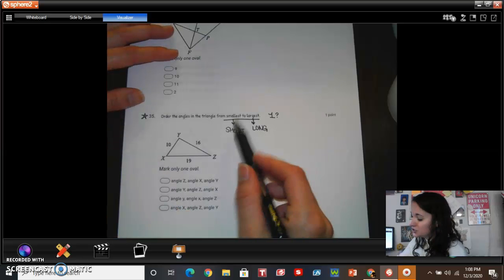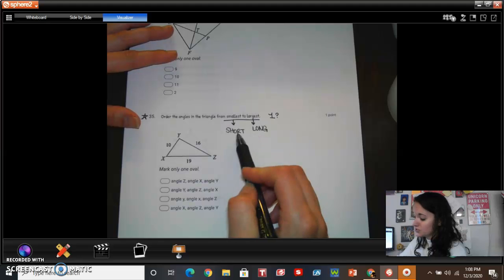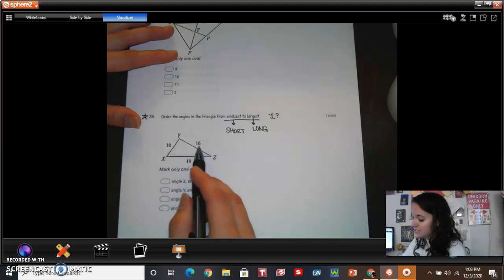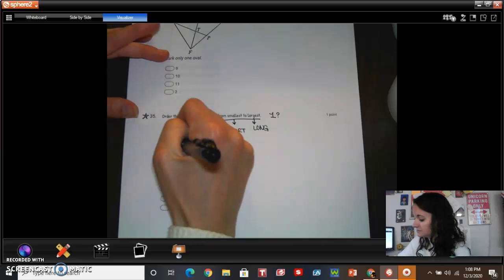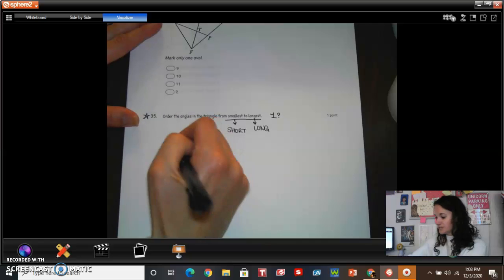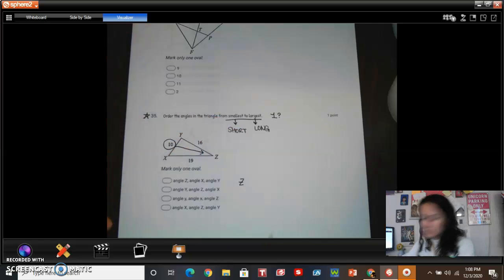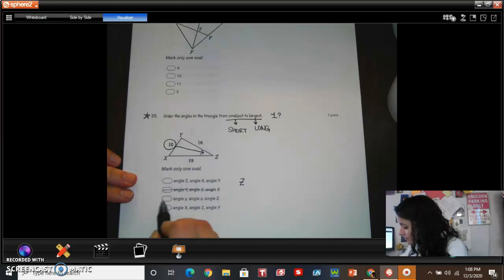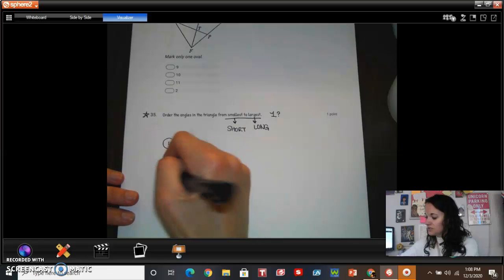So remember, your smallest angle is going to be across from your shortest side. So if we have 10, 16, and 19, the smallest one is 10. And then you look to see who's across from 10. Z should be the first angle listed. So let's see. Nope, nope, nope. Well, that was easy enough. There's only one possible answer.